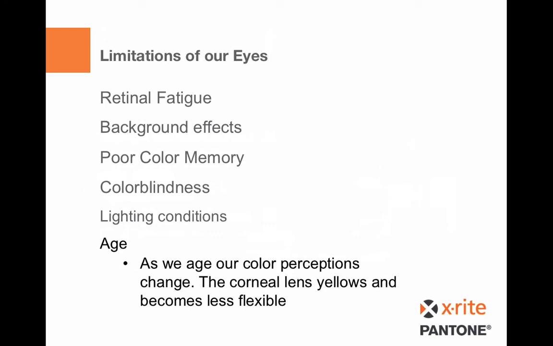Something else we can't escape is how age affects our color vision. As we age, our color perceptions change. The corneal lens yellows and becomes less flexible. That's why we end up with cataract surgery. And that's why we can often see colors much more brightly, much more intensely after that kind of surgery.